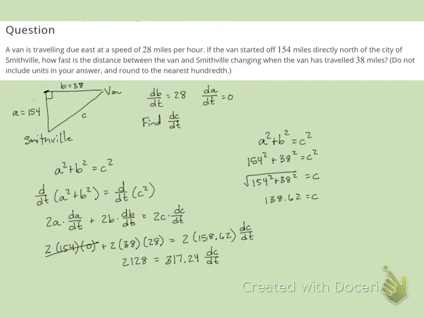If we divide by that 317, we'll have that dC/dt is equal to this 2128 divided by 317.24, which is about 6.71 miles per hour. And there's our answer.